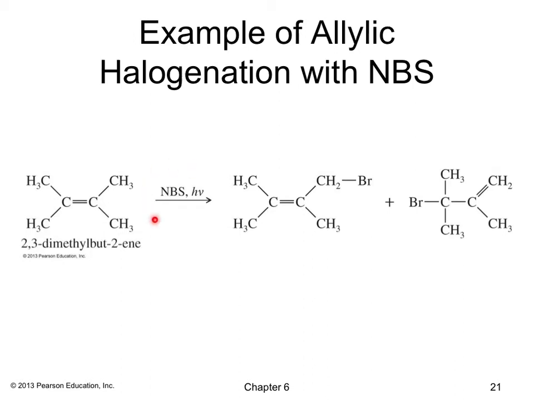So NBS, in the presence of light, will react with this alkene. The allylic positions are shown here. So here, this carbon is the allylic carbon. Also, this and this and this are equivalent. So you can generate your allylic brominated product. Also, the other possibility is that through resonance stabilization, you can have this being moved up and the bromine coming to here, the tertiary carbon.